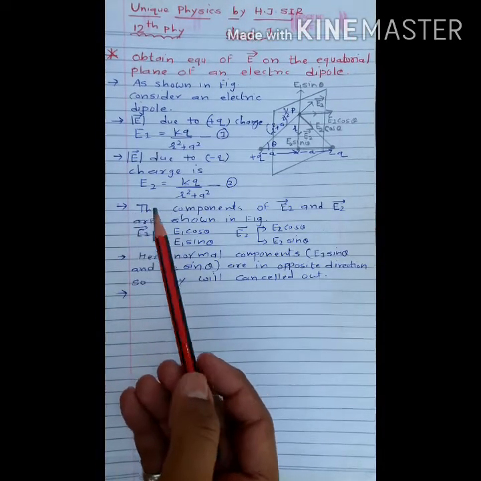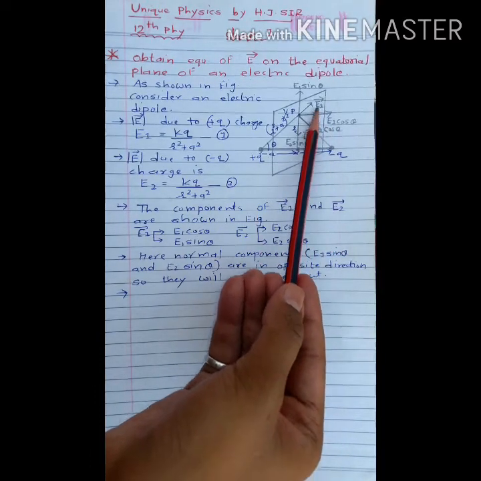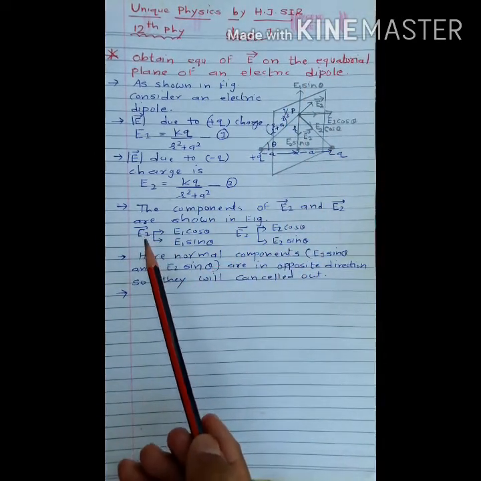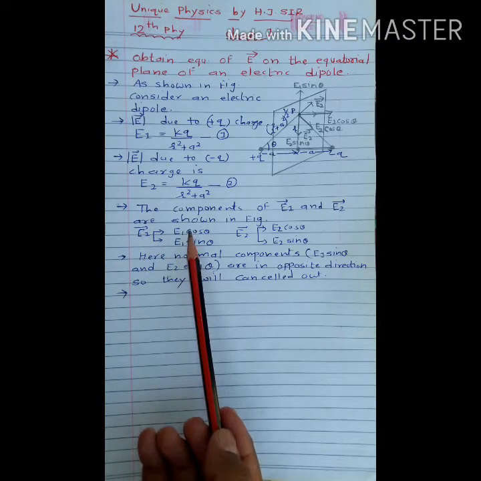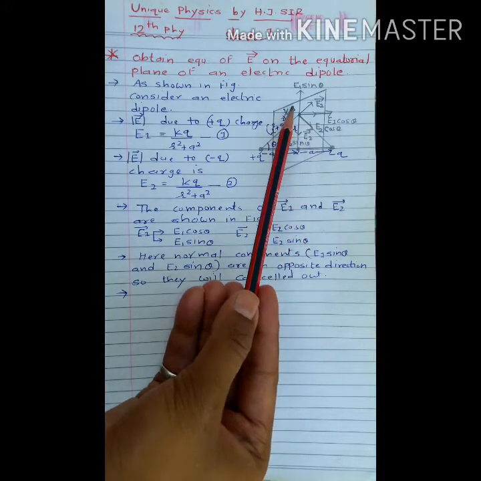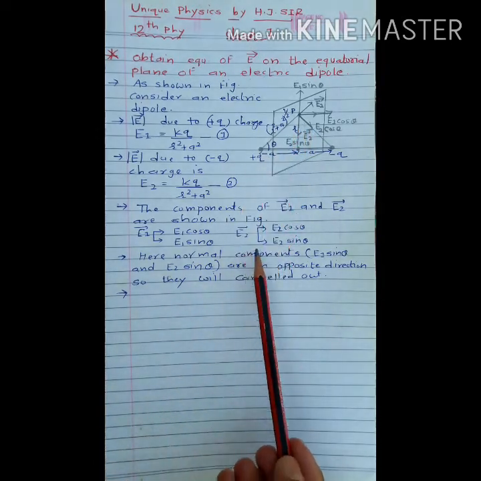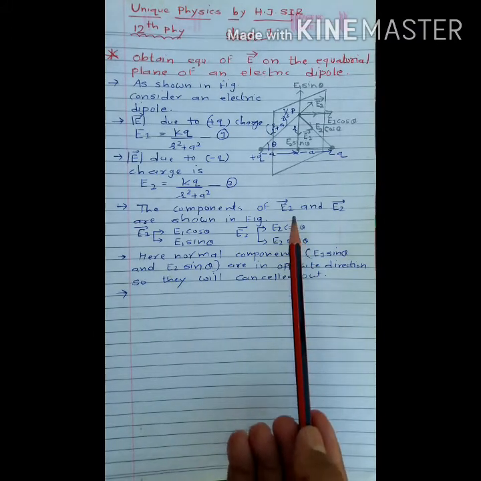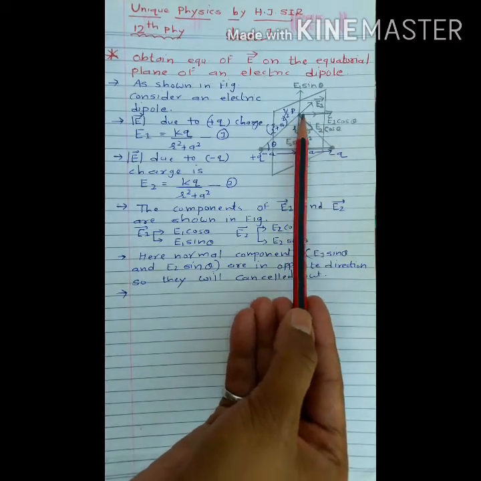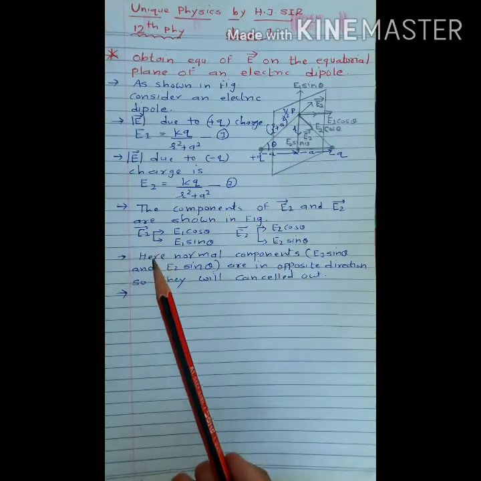Now here we will consider the components of vector E1 and vector E2. See this figure again. Here we have vector E1 and its two components, E1 cos theta and E1 sin theta. E1 cos theta is the parallel component, E1 sin theta is the normal component. Similarly, this is our vector E2. This inclined line represents vector E2. We have two components of vector E2, E2 cos theta and E2 sin theta. See this figure very carefully. The parallel component, this line, represents E2 cos theta, and this normal line represents E2 sin theta.